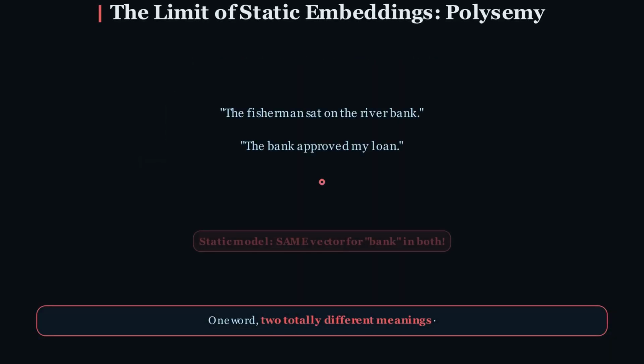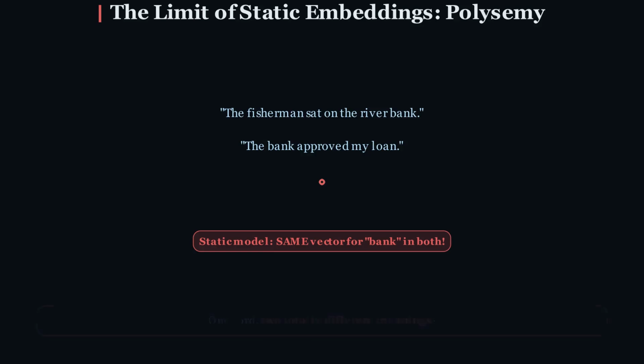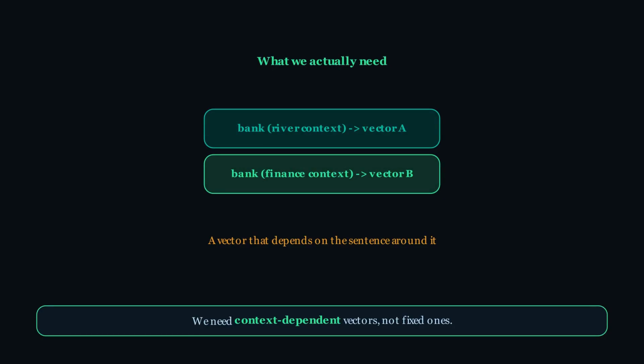Here is the fundamental flaw of every static embedding we've seen so far. The word bank means a riverbank in one sentence, and a financial institution in another. But Word2Vec, GloVe, and FastText all assign it the exact same fixed vector, regardless of context. What we actually need is a dynamic representation. One vector for bank near a river, and a completely different vector for bank near a loan. This requires the model to read the whole sentence before deciding on a word's meaning. That is exactly what transformers deliver.